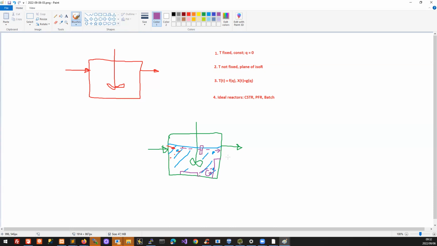So in a real reactor, we likely have some combination among the three ideal reactor types that we presented. So that's the complication that we have now, that nothing is a perfect CSTR, nor is anything a perfect PFR. Remember, the PFR stayed perfectly segregated all the time.